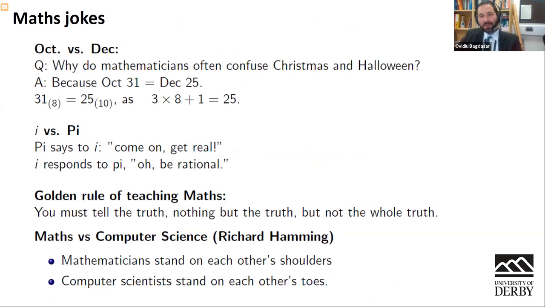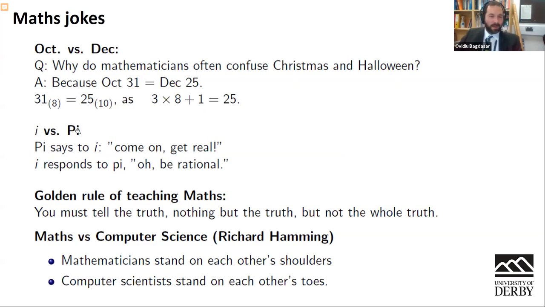Now, I told you that I'm using math jokes with the students. I'll give you one for Halloween, so you can tell it in class. Why do mathematicians often confuse Christmas and Halloween? Because Oct 31 is Dec 25, right? So 31 in base 8 is 25 in base 10.